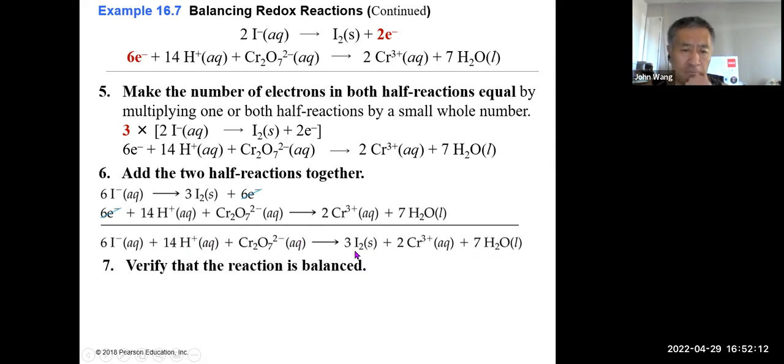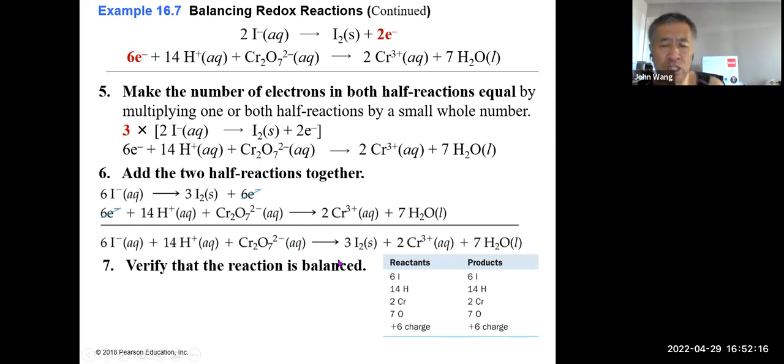But you want to check that your final result is right by checking every element and checking the charge. Let's do it together. The first element is iodine. Iodine on the left is only in this ion, so we have 6 iodine. Iodine on the right is only here in the I2. We have 3 I2, so 3 times 2 is 6.